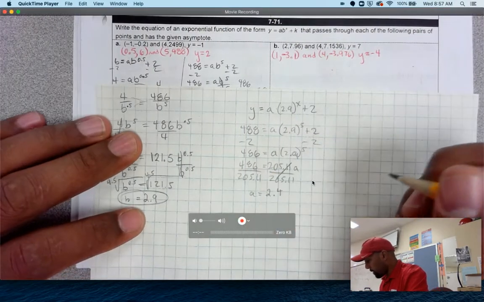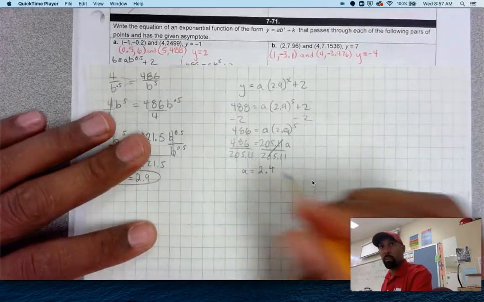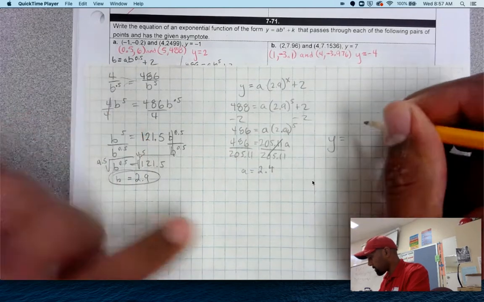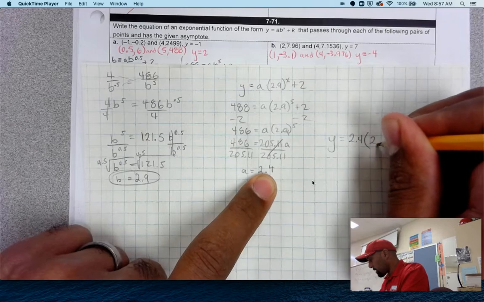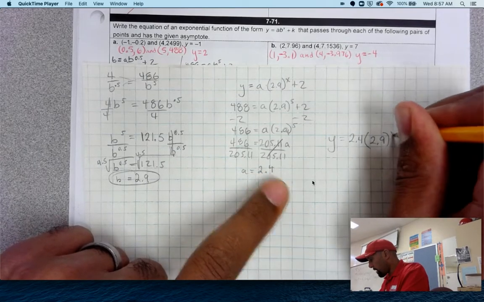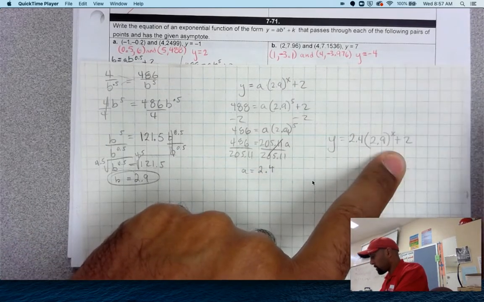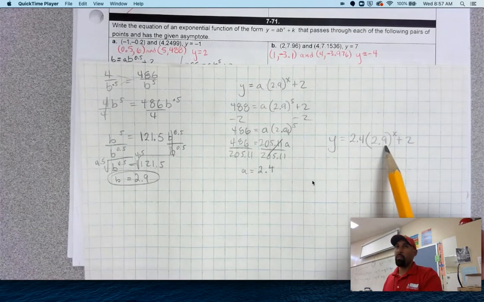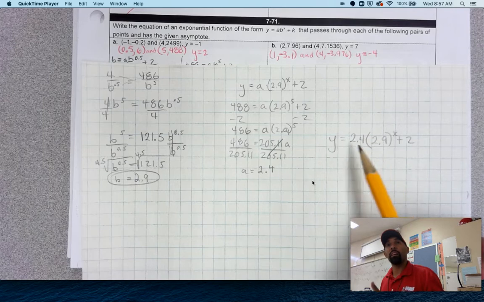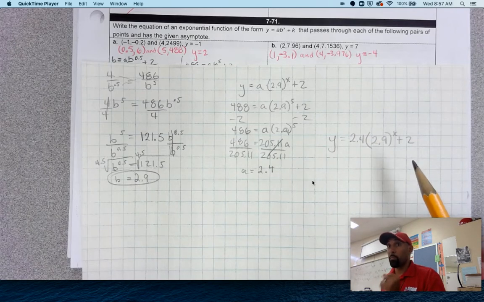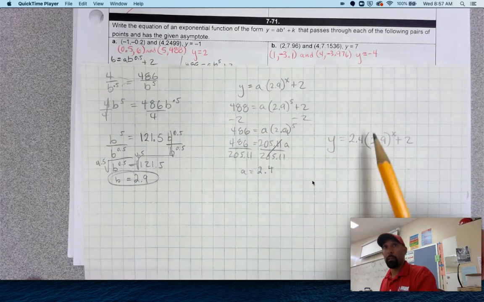All right, so now my final equation here is going to be y equals the a, 2.4, times 2.9 raised to the x, and then plus that 2. And I could round that to 3 if I wanted to. So again, your guys' problem, remember, will not end up with decimals. You guys should end up with whole numbers in your problem for your a and b values.